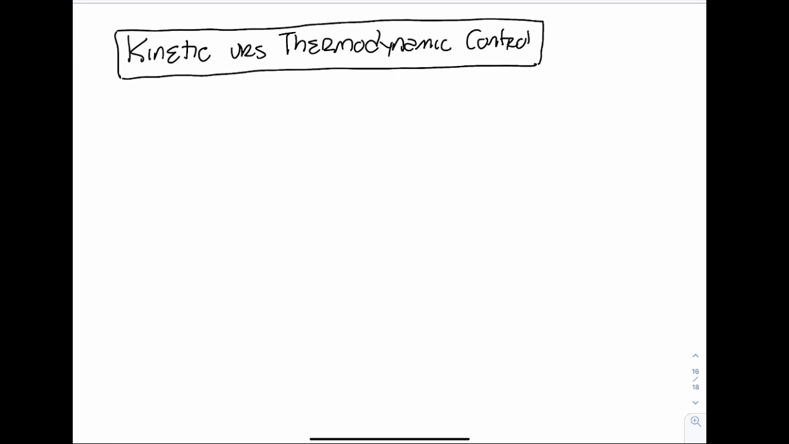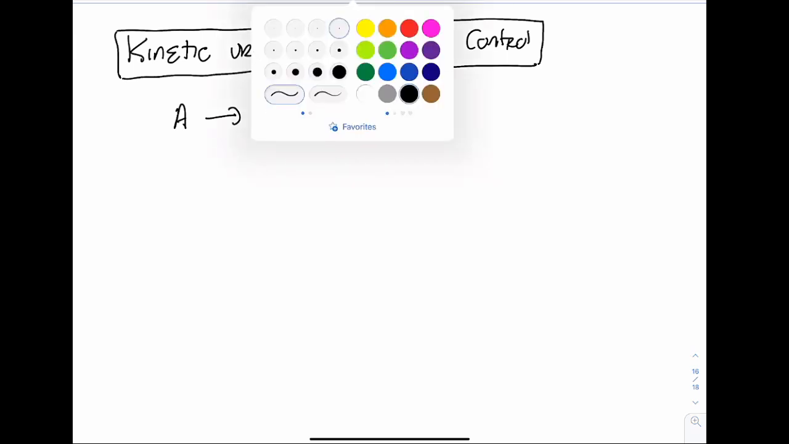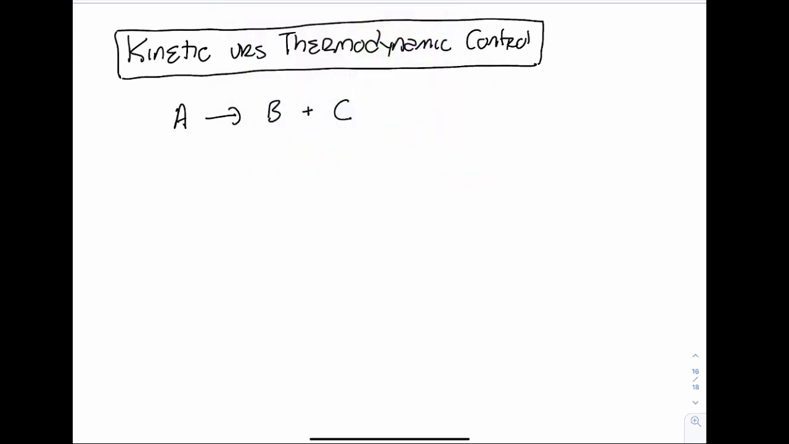So I could have a reactant, let's say A, and it forms two different products, and you will see this in 236. We're going to say one of those products forms faster, but the other product is more stable. So which one ends up being our major product? How can we tweak our conditions to get one versus the other? So I'm going to have A going to B plus C, and then let's make some assumptions. Let's assume that B forms faster than C.